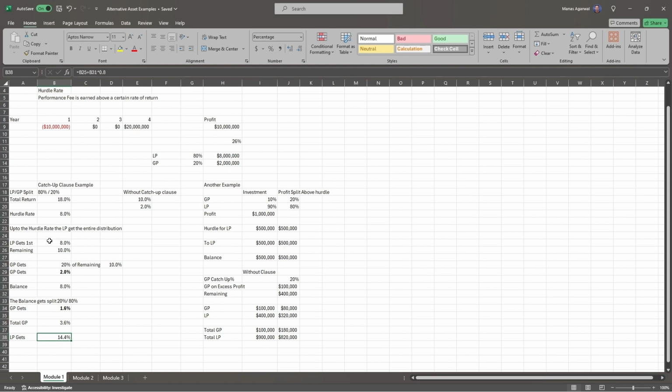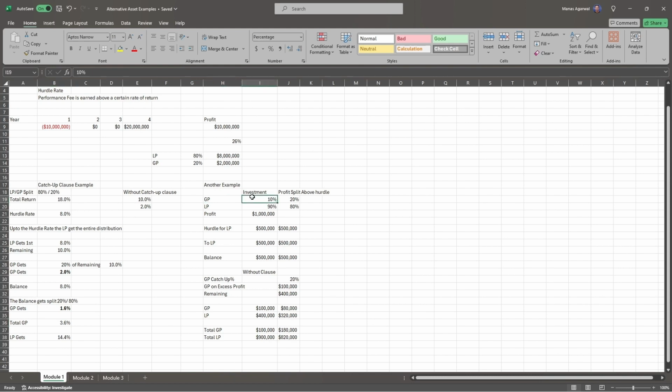Let's say there was no catch-up clause. So what will happen is the LP will get the first 8%. What is the balance? The balance is 18 minus 8, that is 10. So the GP will get 20% of this, so that is 2%. So you'll notice that because of the GP catch-up clause, he is able to generate an extra return. Let's go with another example.